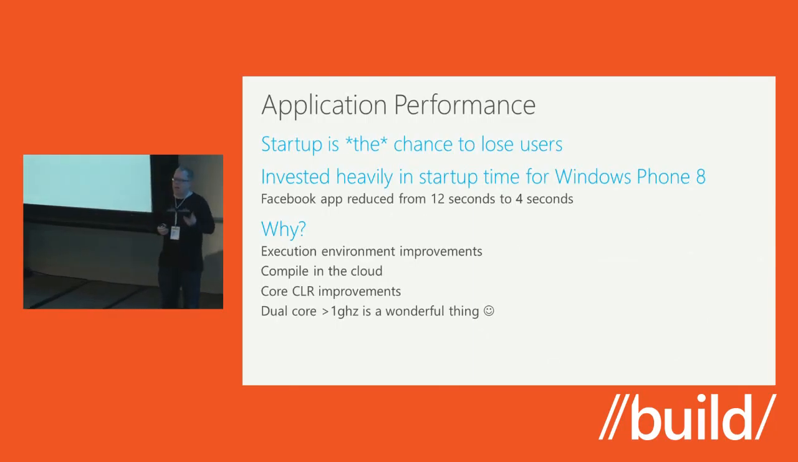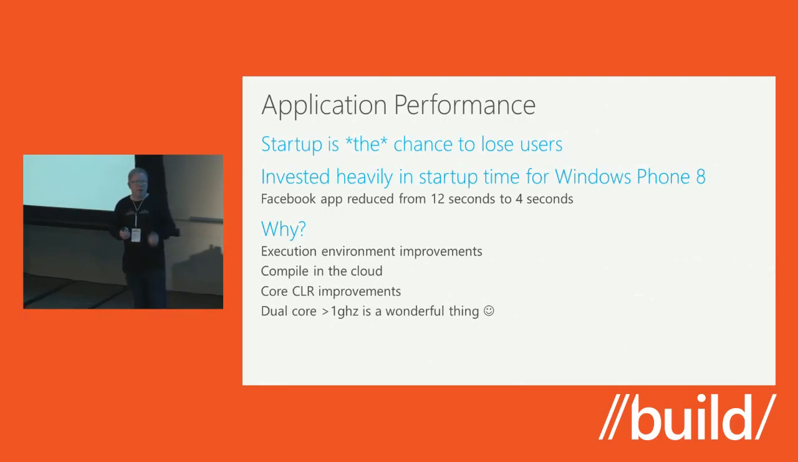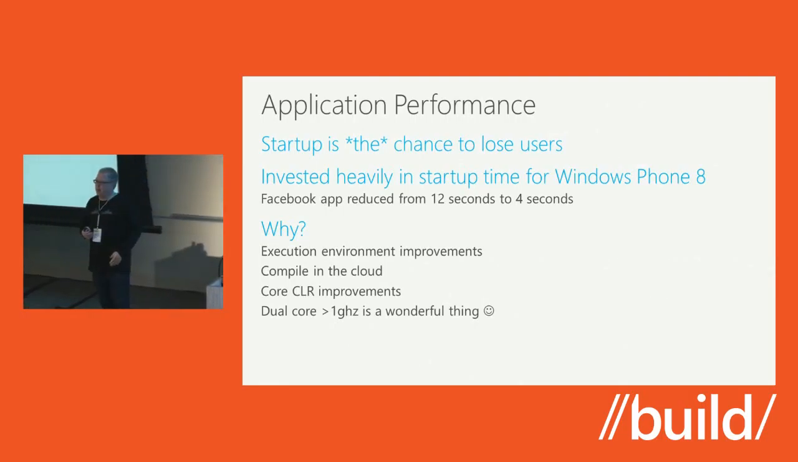So we invested heavily in the startup time. To give you some examples, we reduced the Facebook application on a Lumia 900, which I'll show you in a minute, from 12 seconds to 4 seconds, and in many cases actually less than 4 seconds. So just by taking your application and running it on Windows Phone 8, you get an incredible speed performance. Why have we done that? How have we done that?